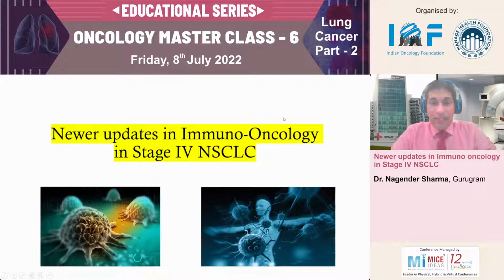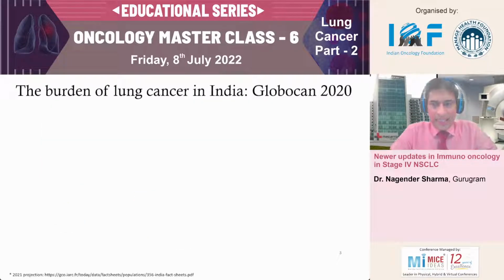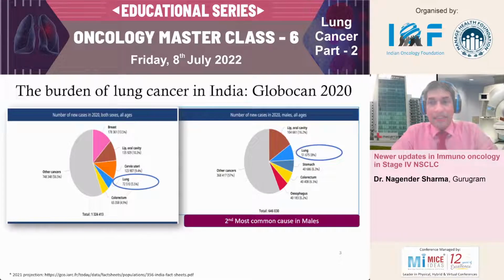Right. So where are we in 2022 as far as immuno-oncology drugs are concerned in stage 4 NSCLC? So I will be covering this topic, and before that, at the outset, I want to thank Dr. Vaidya for giving me the opportunity to be a part of this scientific quiz. So this is the hospital where we work, and the burden of lung cancer in India, the global data have shown that lung cancer is the second most common cause of cancer in male, right? So nearly 8% of the 2022 all male or all ages were lung cancer.